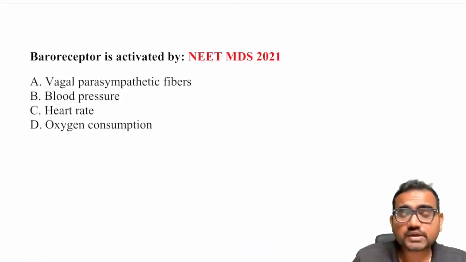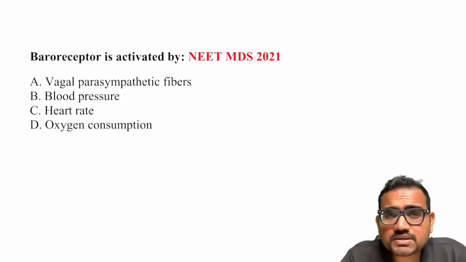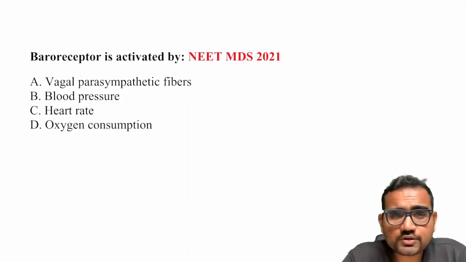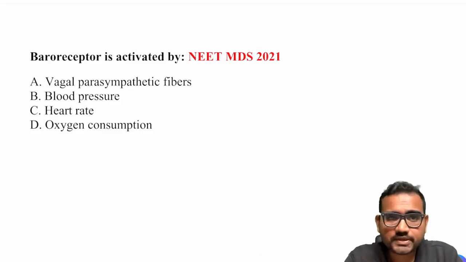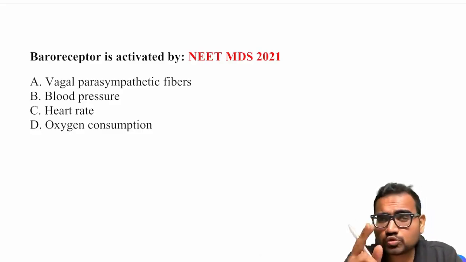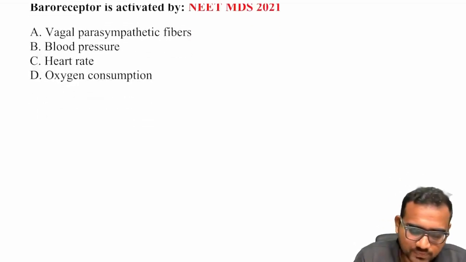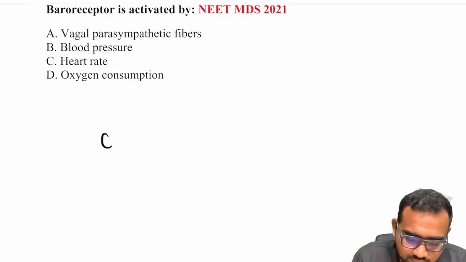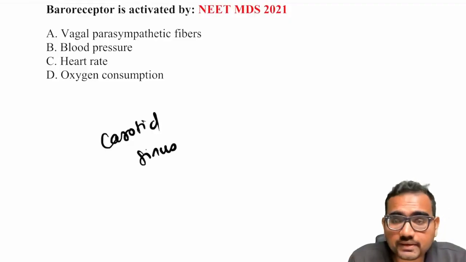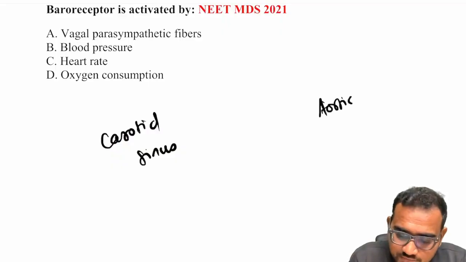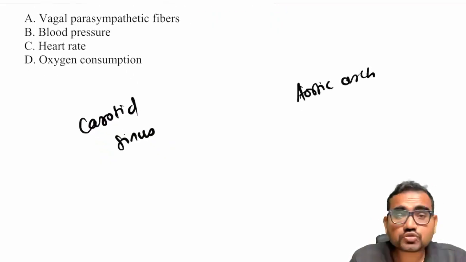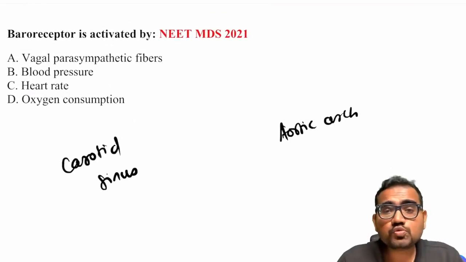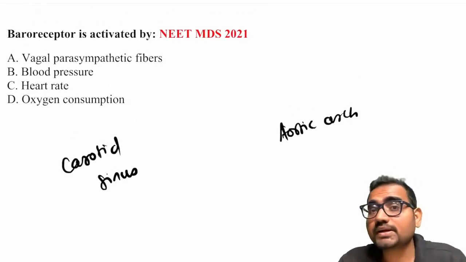Now moving on to the next MCQ: baroreceptors are activated by... So we all know that baroreceptors are basically stretch receptors, right? They are present in two very important areas: the carotid sinus and the aortic arch. So the baroreceptors are present in two main areas, that is the carotid sinus and the aortic arch.